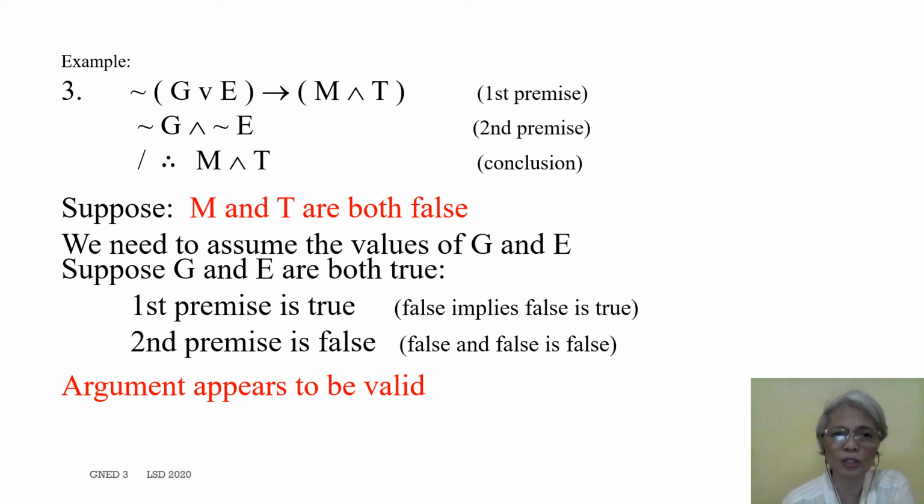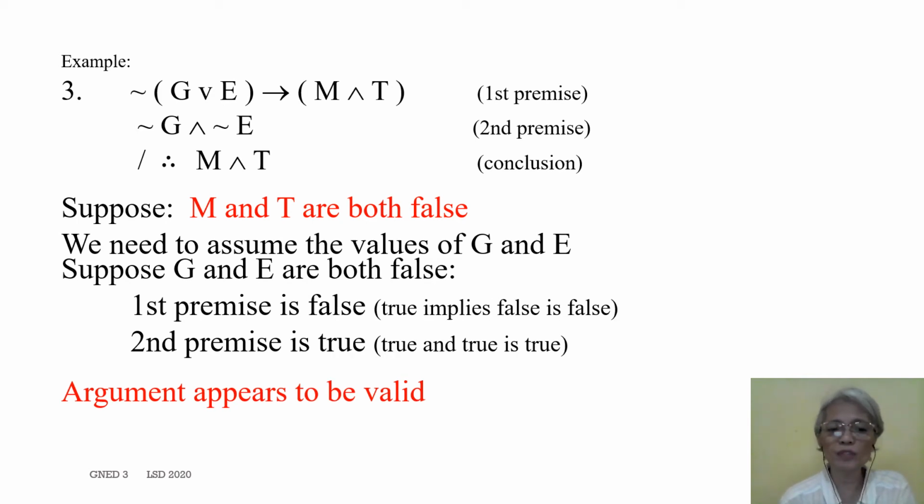So this disjunction is true. But we want the negation. So false implies false is true. So the first premise is true. What about the second premise? G and E are both true. Therefore, not G is false, not E is false. False and false is false. Therefore, the second premise is false. We are able to find a premise which is false, rendering our argument to be valid.